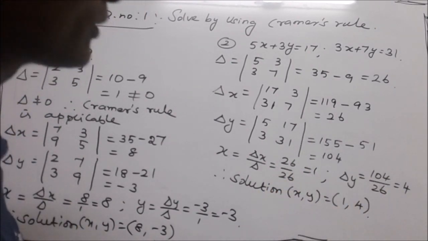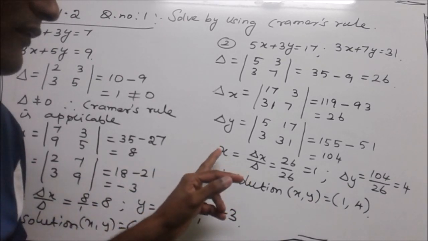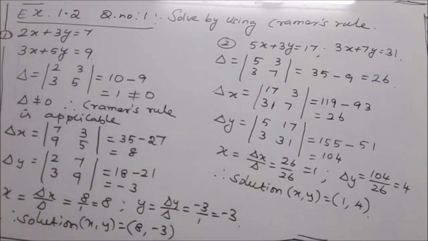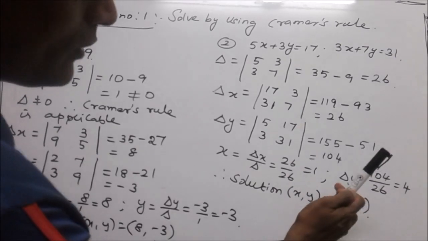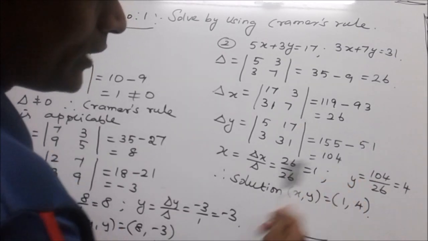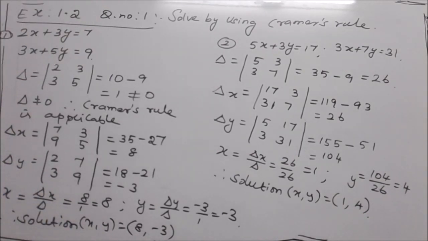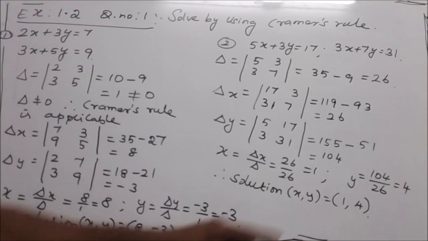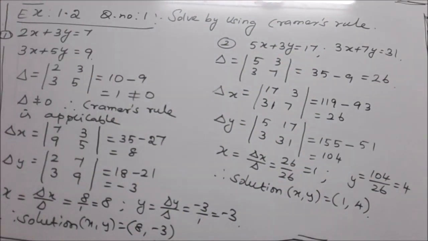Subtracting, we have 104. Now we can go to the values of x and y, where x is equal to delta x by delta, that is 26 by 26, equal to 1, and y equals delta y by delta, that is 104 by 26, equal to 4. Therefore the solutions x and y are equal to 1 comma 4. Substituting the values of x and y in the given system of equations, you can verify the answer yourself.